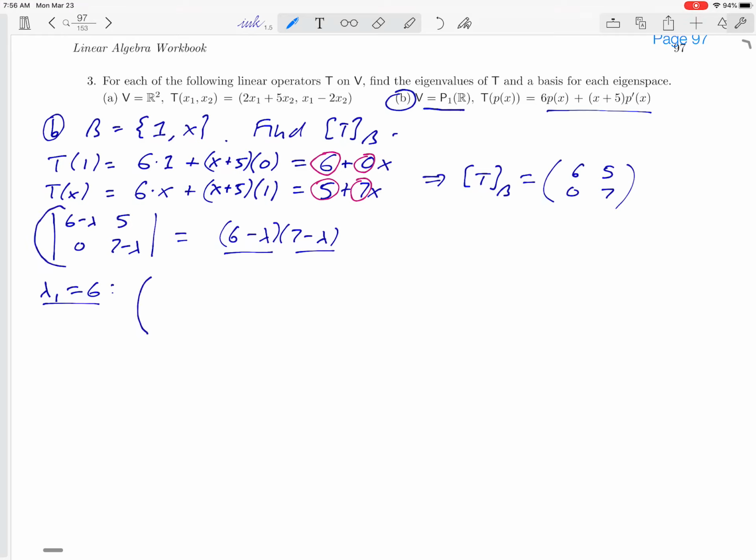Okay, so for lambda 1 equals 6, we are going to go to our matrix up here and plug in 6 for both of those eigenvalues. That's going to give us 0, 5, 0, 1, it looks like.